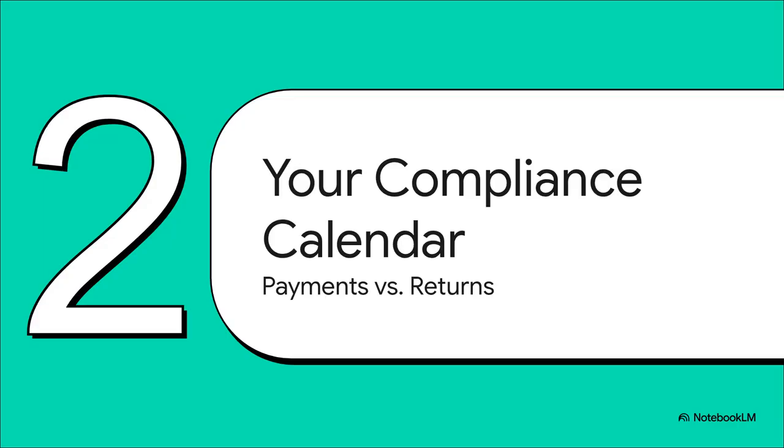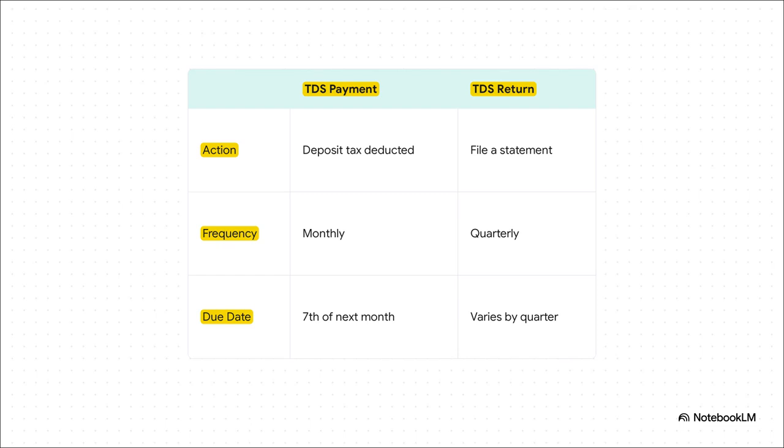All right, this next part is absolutely crucial. Seriously, this is where so many people get tripped up because you're not just juggling one deadline, you're juggling 2 different ones. There's a deadline for paying the tax and a totally separate one for filing the return. Think of it like a monthly and a quarterly rhythm you have to get into. Every single month, the tax you've collected has to be paid to the government, and the deadline for that is the 7th of the next month. But the report, the big summary of everything, that's the TDS return, you only have to file that once a quarter. 2 very different tasks on 2 very different schedules.